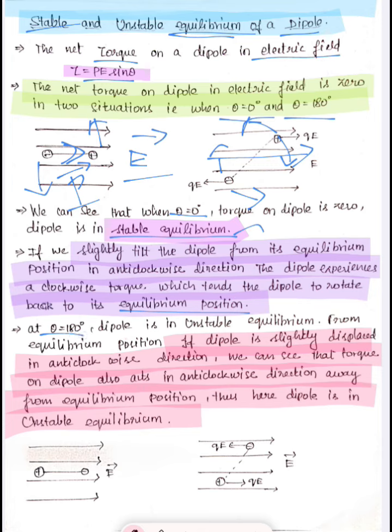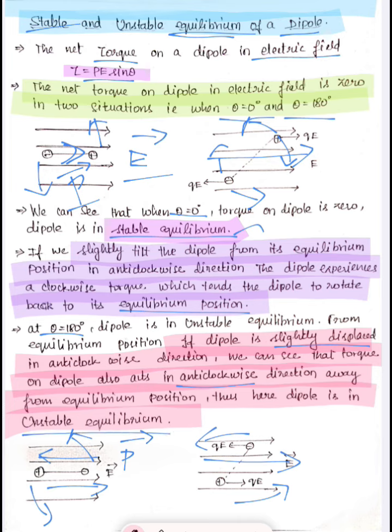But when theta equal to 180 degree, the dipole is aligned opposite to the direction of the electric field. In this case, the dipole moment is anti-parallel to the electric field. So when we disturb the dipole from its equilibrium position, in this case, it will not rotate back towards equilibrium position. Example, here we disturb the dipole, we displace slightly in the anti-clockwise direction. Torque also acts in the anti-clockwise direction, and the torque tries to align the dipole in the direction of the electric field. Here the dipole not rotate back towards equilibrium position. That is why it is called unstable equilibrium.